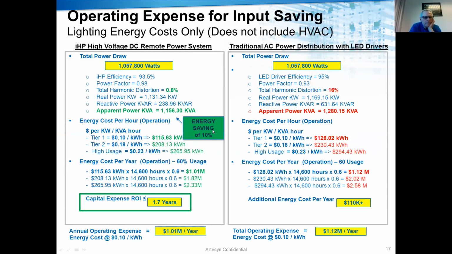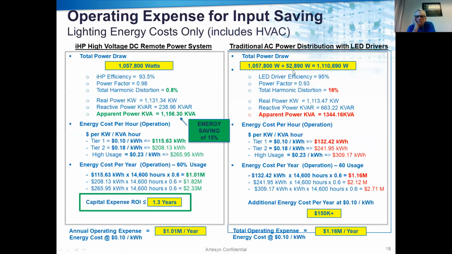And forget about the light and the heat, that's just your power and electrical costs, assuming 10 cents per kilowatt hour. If you're paying more, it's going to be even better. So basically, between the two systems, using the centralized one, you're saving $110,000 a year. And I'm not including the AC yet.